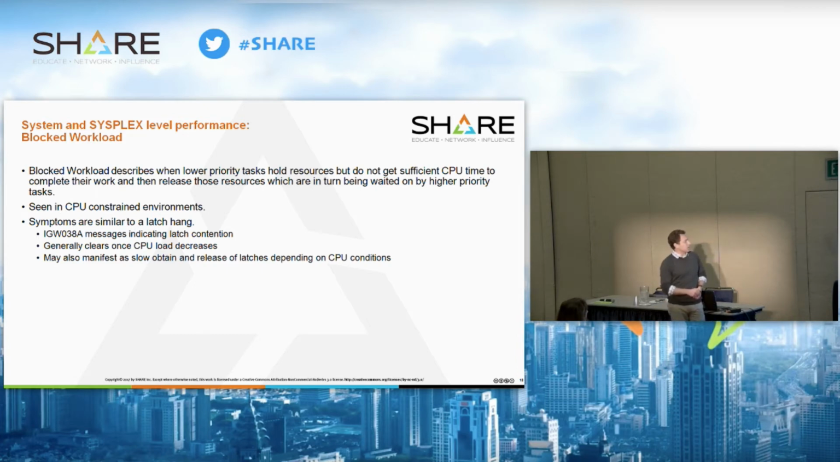But unlike a latch hang, we'll see it clear once CPU load decreases. So that means as soon as that CPU frees up a little bit and we can get that resource moving, it'll clear up. If you're in a really marginal case, we'll see it as really slow obtains and releases of latches generally within the PDSE address space.